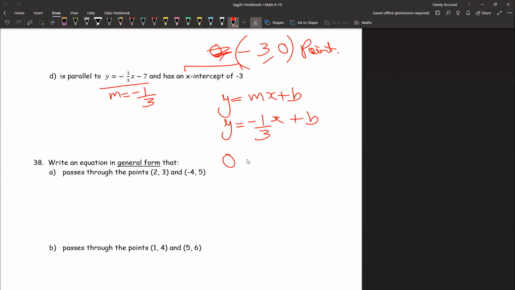We will plug in that point to get the b value. So plug in 0 for y and plug in -3 for x. The 3 and 3 cancel, minus becomes +1, and we will move +1 to the other side, so it becomes -1. So b is equal to -1.